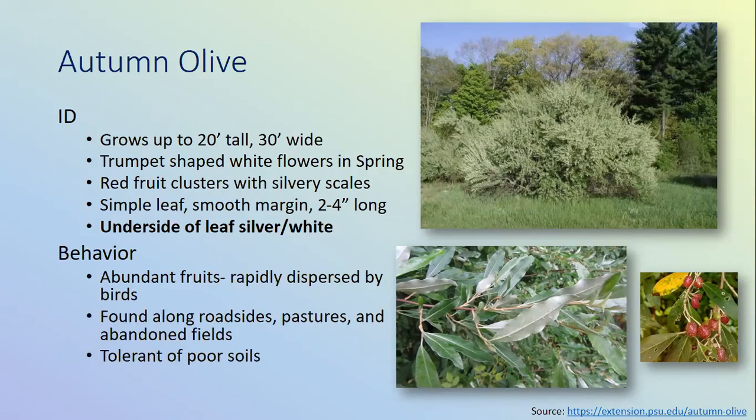These guys were introduced as an ornamental shrub in the mid-1800s, and of course, once again, we didn't know it would go out of hand, and here we have them now as an invasive species. They have a lot of fruits that they produce, and of course birds love to eat them, and that's primarily how they spread. They're found along roadsides, pastures, and very commonly in any abandoned field. If you're a farmer, you're probably very familiar with these, and they're tolerant of very poor soils.